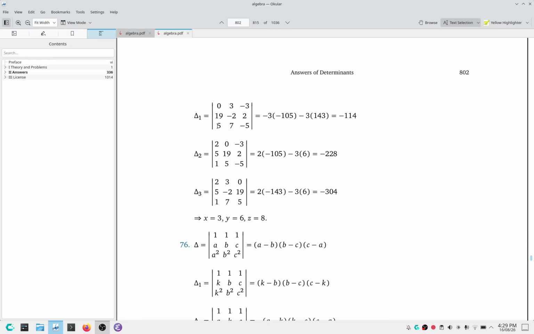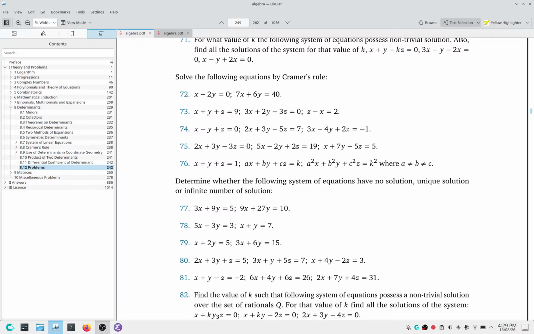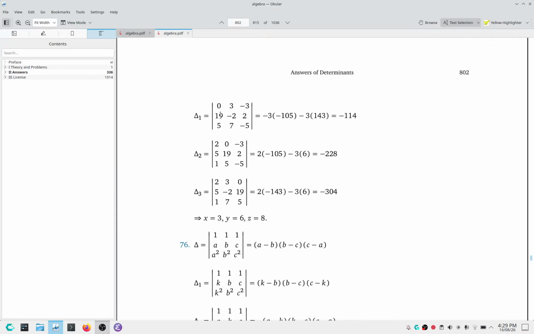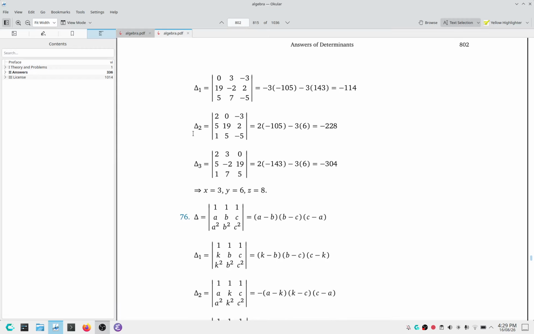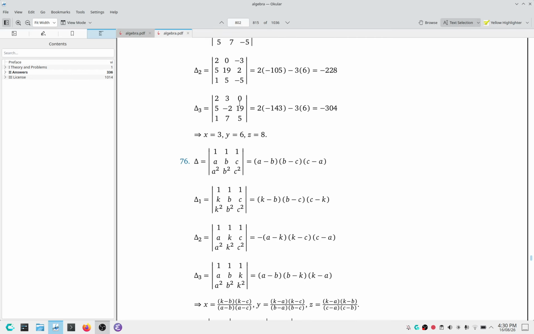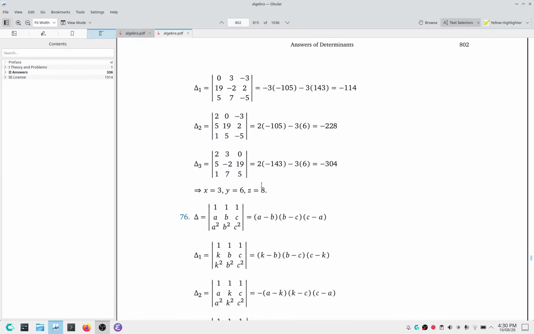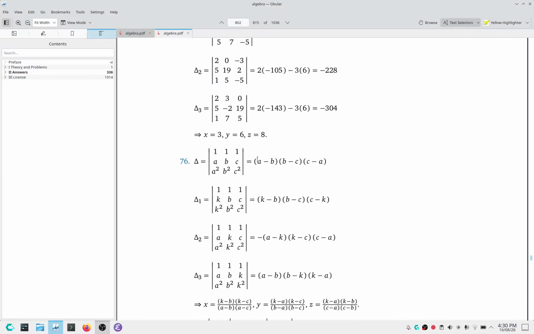Now we replace the coefficients of x by the constants on the right hand side, that is 0, 19, and 5. So the first column is replaced, and delta 1 is now minus 114. Similarly, we replace the coefficients of y by the constants, delta 2 becomes minus 228, and delta 3, after replacing the coefficients of z by 0, 19, and 5, is minus 304. Once we have all those, x is equal to delta 1 upon delta, that is minus 3, y is equal to delta 2 upon delta, that is minus 6, and z is equal to minus 8.